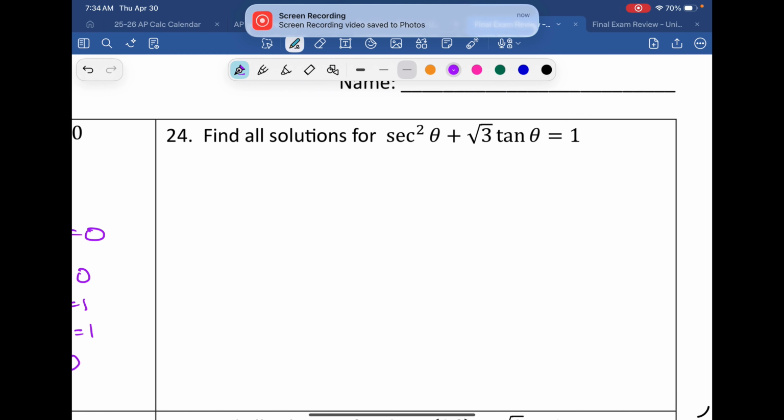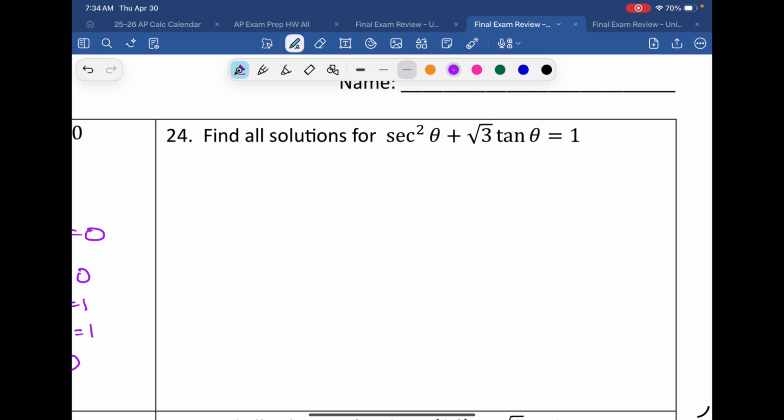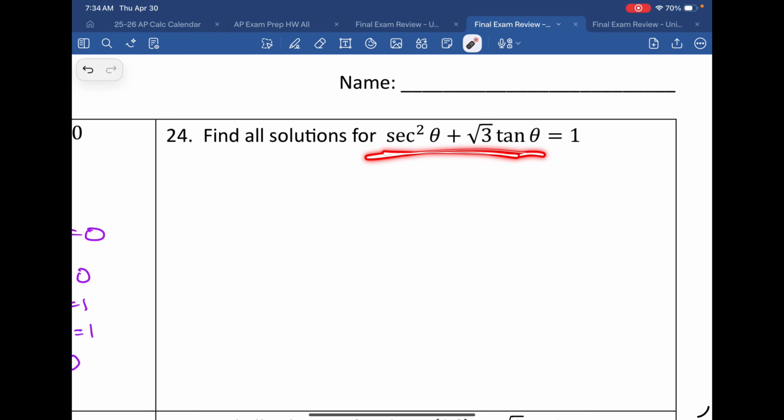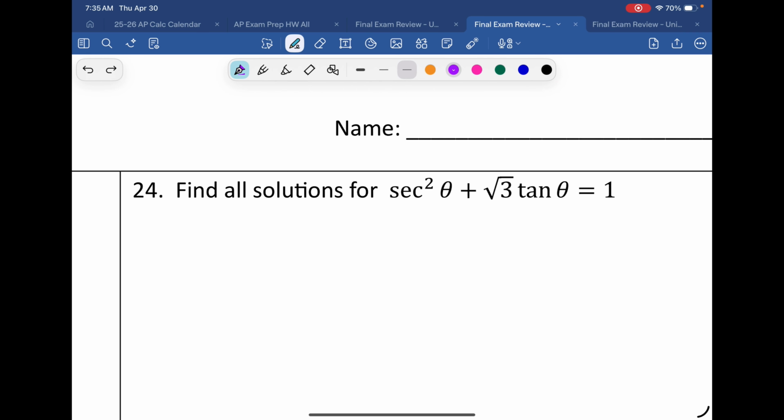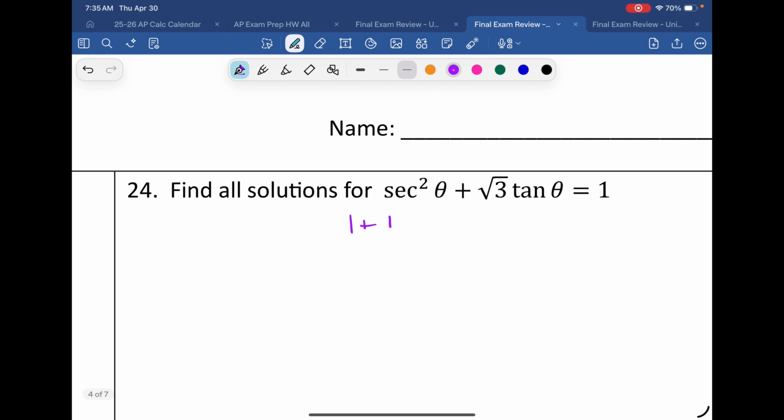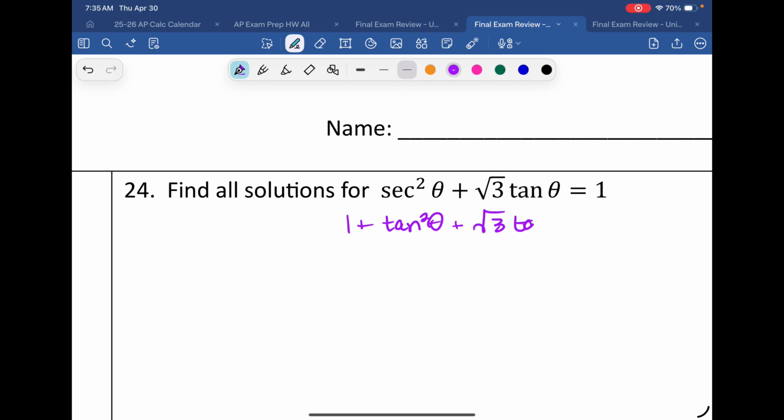All right, secant squared theta plus 3 tangent theta equals 1. Okay, so when you have mixed trig functions, I have a secant and I have a tangent, you want to try and change them into another, unless you can factor. I can't factor this. So I'm going to change secant squared into 1 plus tangent squared. And since I do have that square there, that means this is quadratic. And I want this equation to equal 0, so I'm going to subtract the 1 as well.